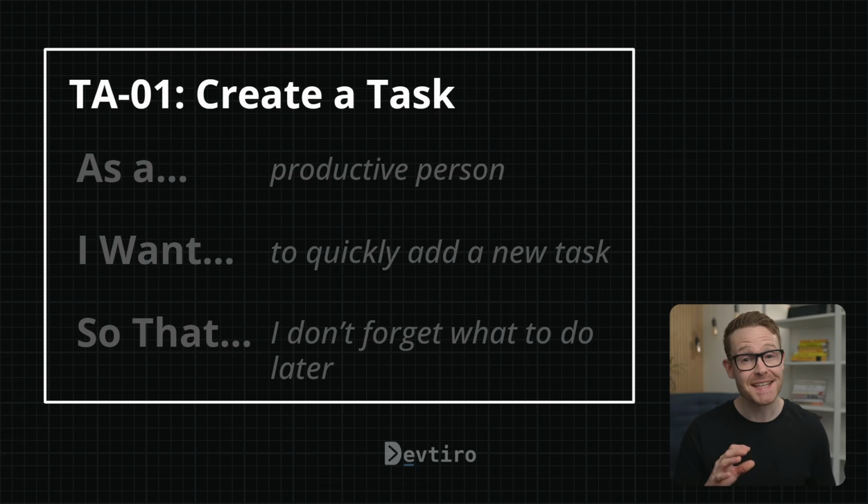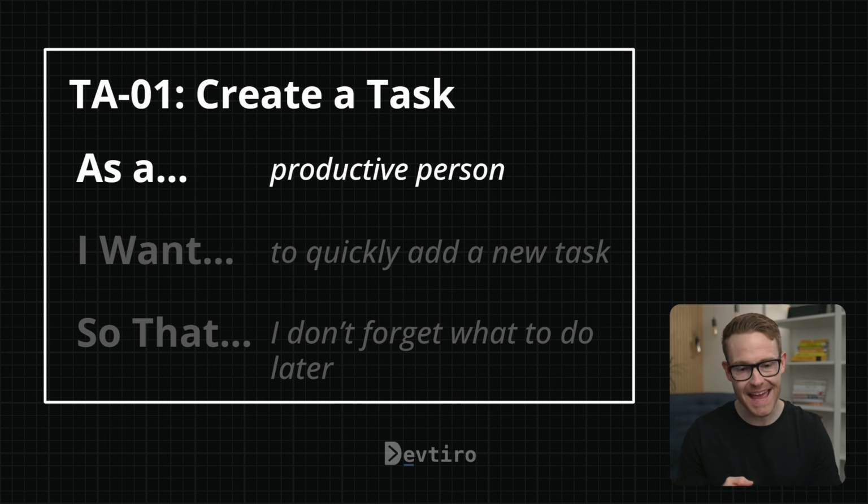Each user story has a title, which summarizes the purpose of the story. In this case, it might be create a task. To further help identify user stories, Devtiro user stories use this prefix. We can see here TA01, create a task, where TA stands for task app, and 01, the first user story of this build. So we know this user story is about creating a task, but what about this 3-sentence structure?